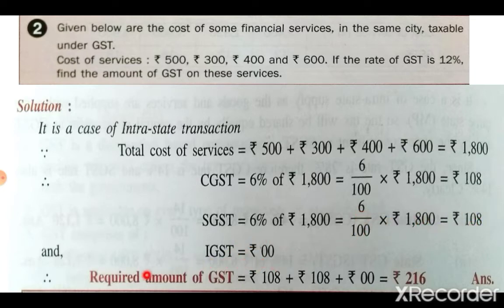Now we will find the total amount, so that will be 108 plus 108. CGST and SGST give the total amount of GST. We don't have to find the total amount, we have to find the amount of GST. So that's why we will calculate only CGST and SGST and add them up. So that will be 216 rupees.